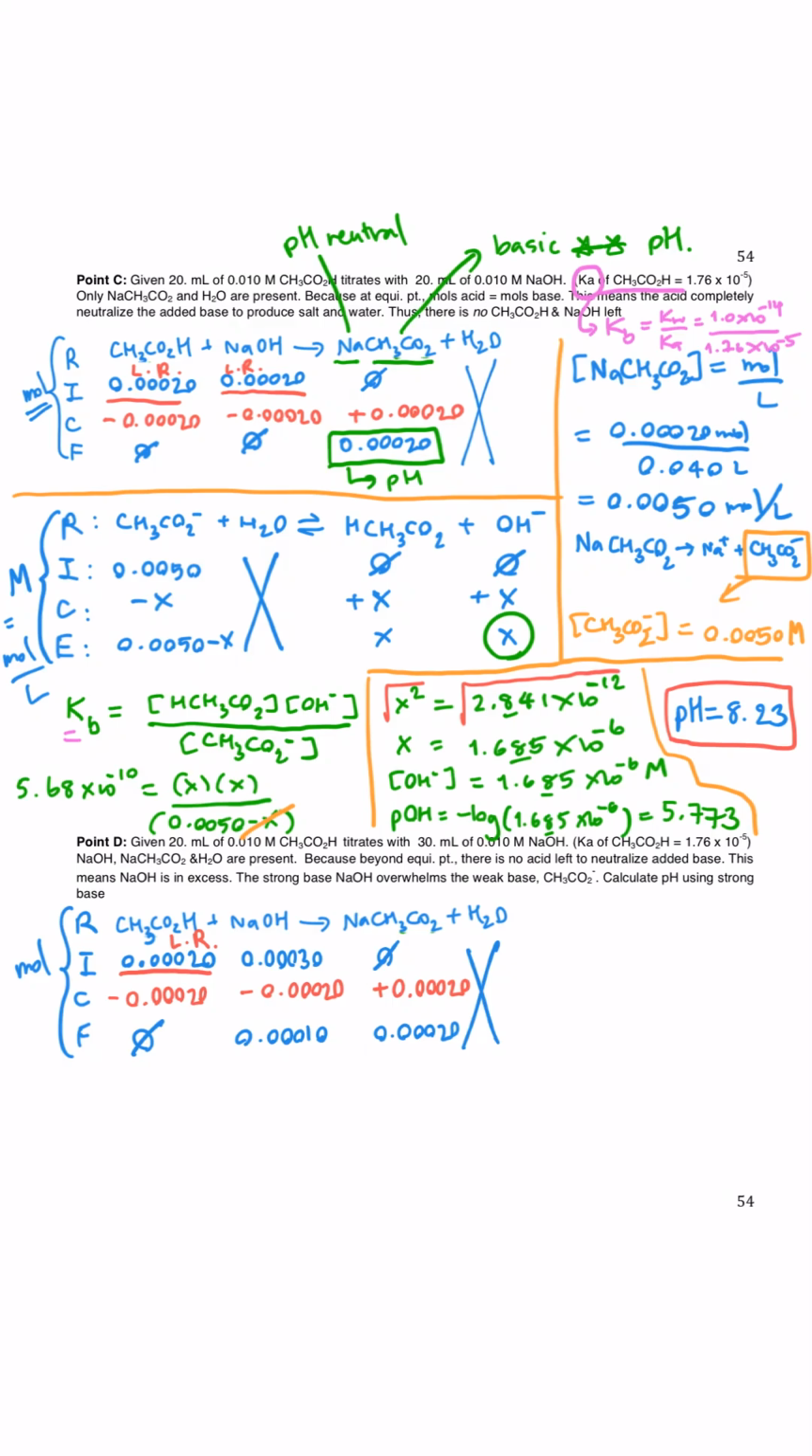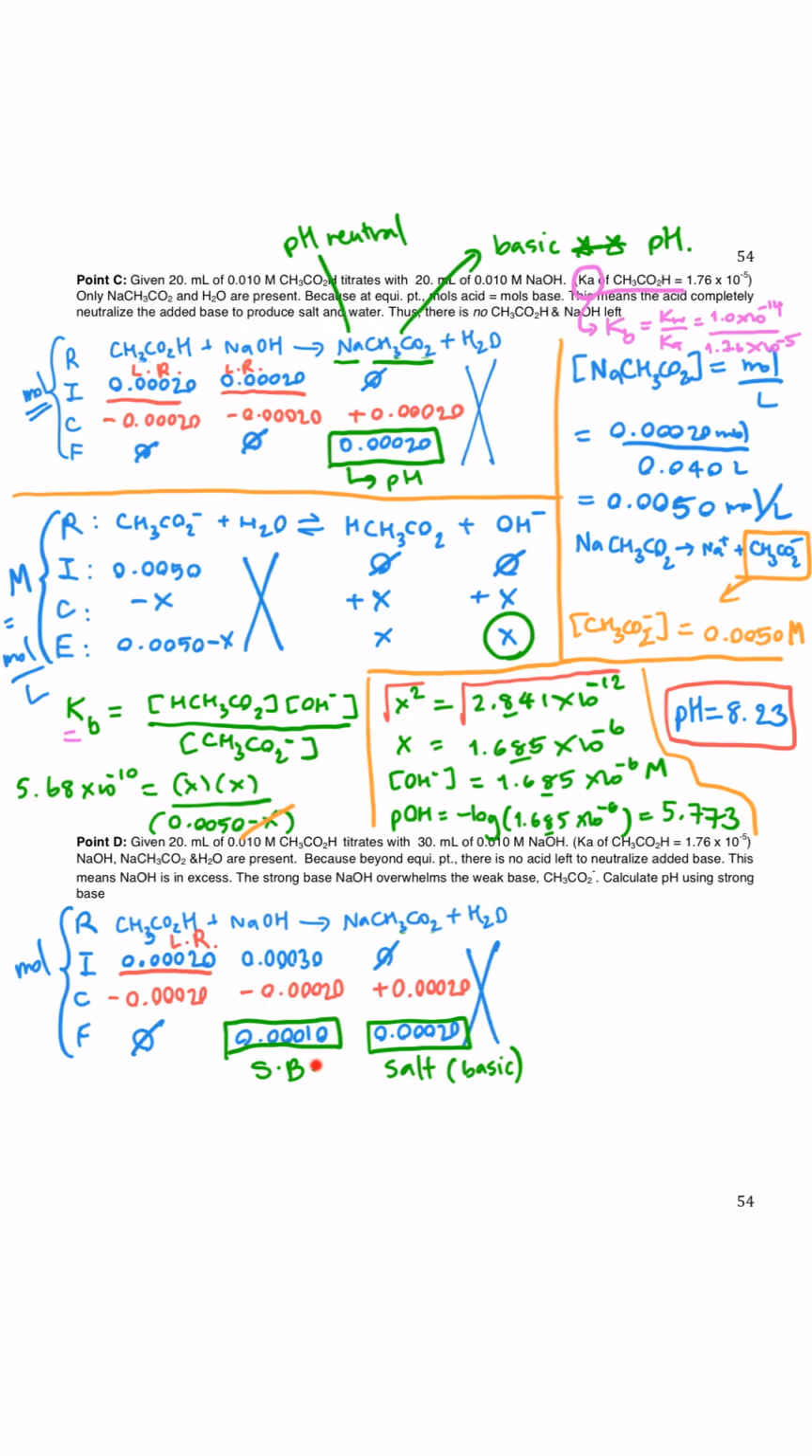At this point of the solution, you will see that we have the strong base sodium hydroxide left in the solution. And we have a salt that is a basic salt that is left in the solution. How do we determine the pH of this solution then? The pH of this solution will be determined from the strong base.